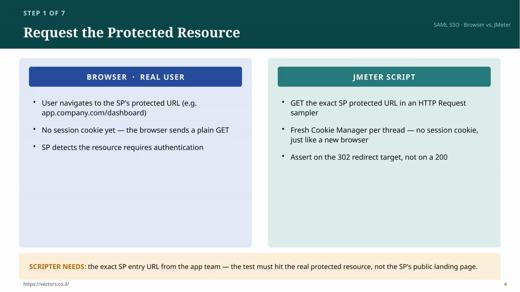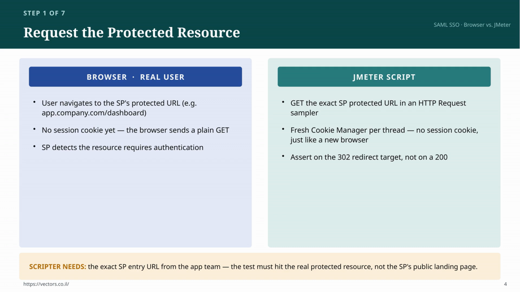Step 1 is simple on the surface. A user types in the URL or clicks a link to a protected page, and the browser sends a plain GET request. No session cookie yet, because this is a fresh visit. The service provider looks at that request and realizes the user isn't authenticated.